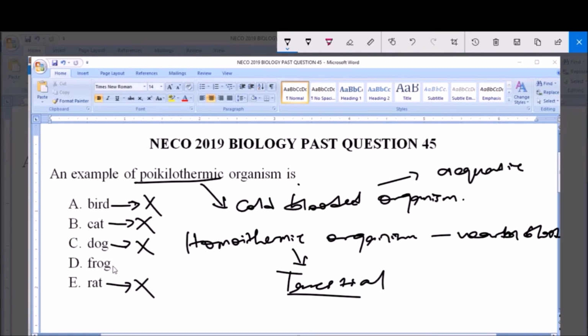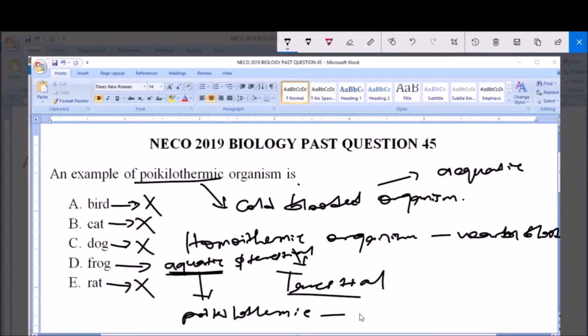Now option D says frog, and like we know, frog lives on both aquatic and terrestrial habitats, but mostly they live in aquatic habitats, and so therefore frogs are poikilothermic animals. They are poikilothermic organisms, that is, they are cold-blooded organisms. Another example of a cold-blooded organism is the fish. Fish is also cold-blooded. So the answer to this question is option D, frog.